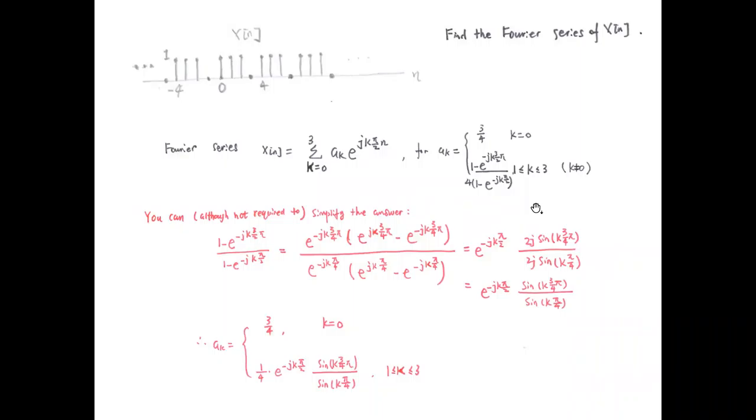But this answer is good enough. If you are interested in simplifying further, we can always do it. We look at the numerator and denominator. From the numerator, we can extract a common factor, exponential minus jk 3 divided by 4 pi. What is left in the brackets is exponential plus jk 3 divided by 4 pi, minus exponential minus jk 3 divided by 4 pi. Applying the corollary of Euler's formula, we know that is 2j sine of something. And in the denominator, we also extract the common factor, exponential jk pi divided by 4. Then what is left, we can also apply Euler's formula to, which is 2j sine of something. And so we simplify it a little bit.